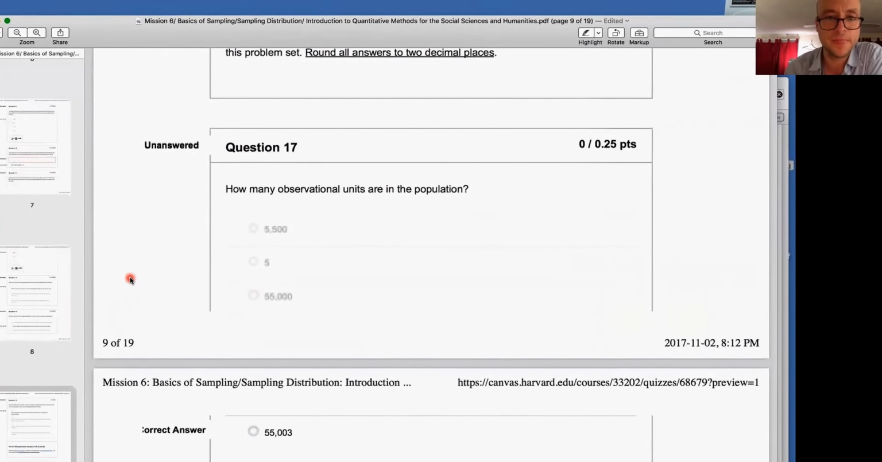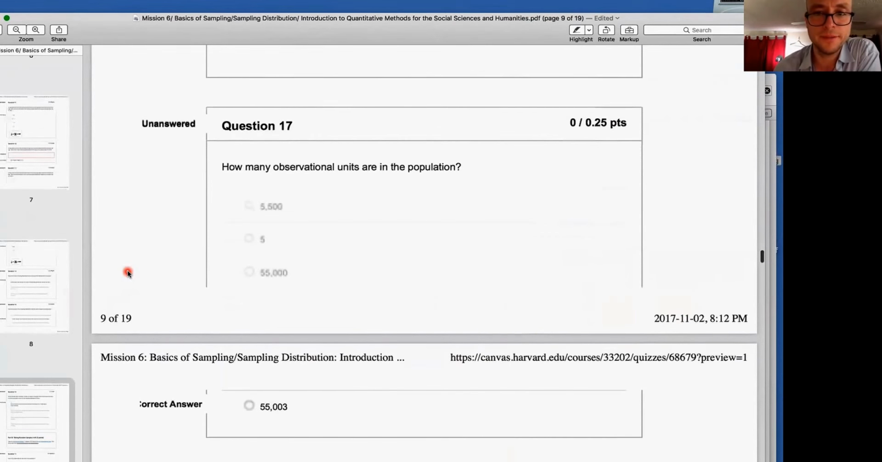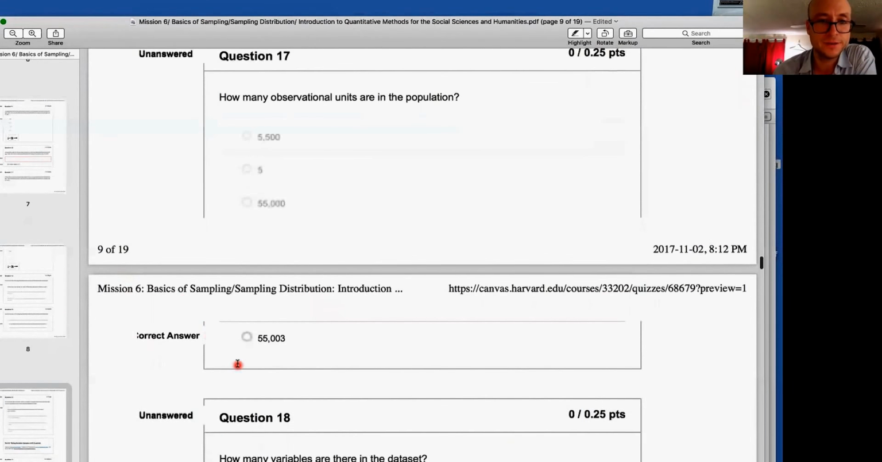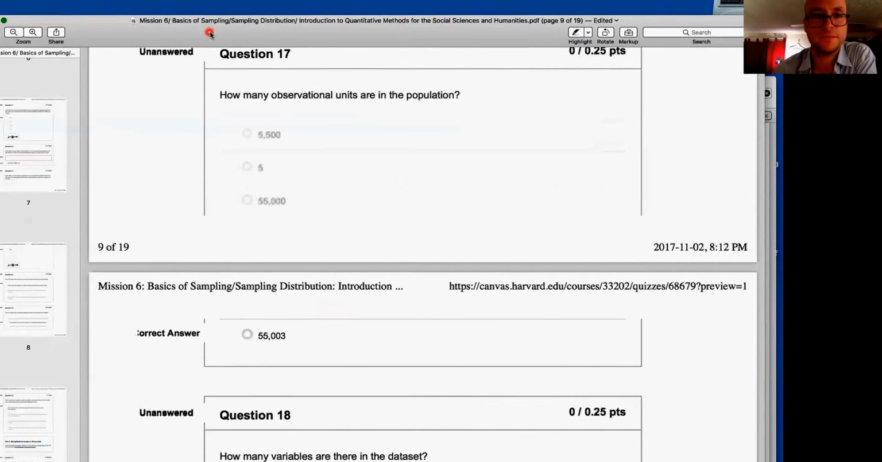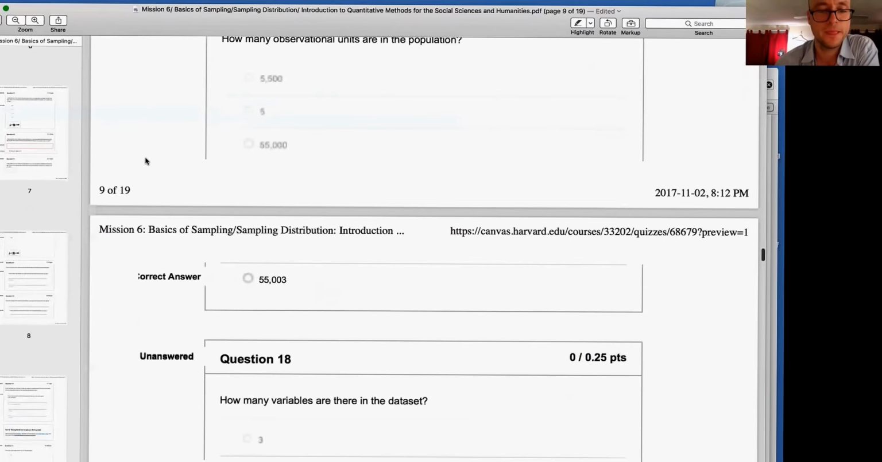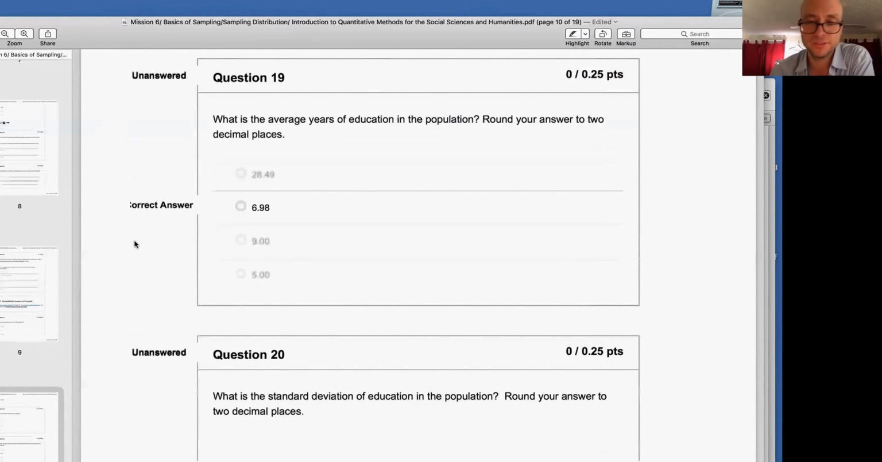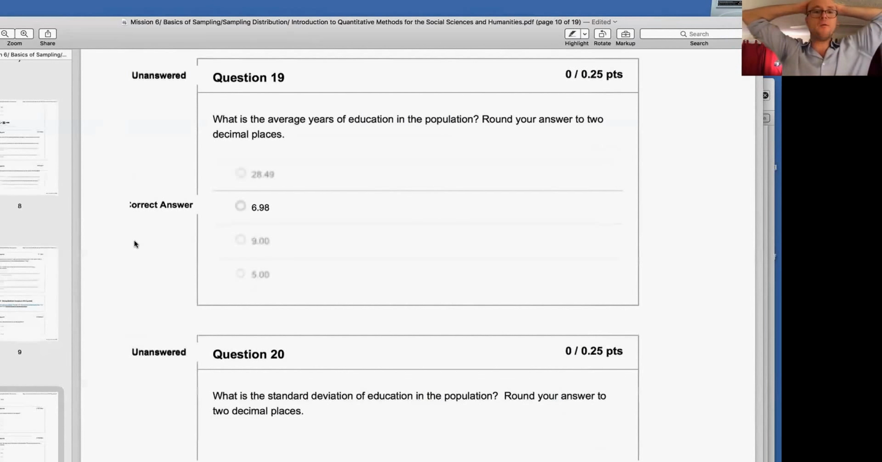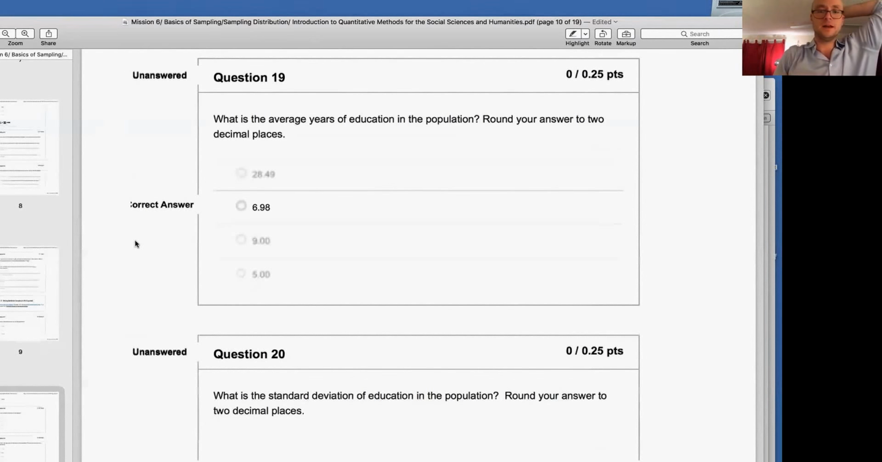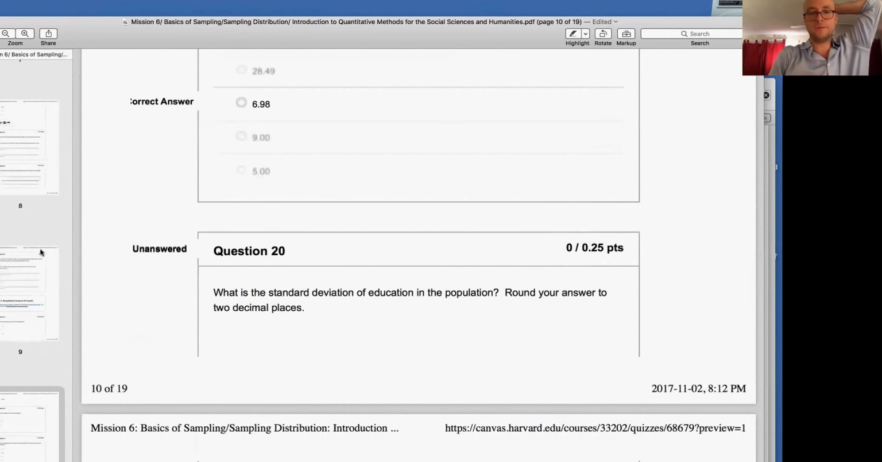Okay, question 17. How many observational units are in the population? The correct answer is simply this here. That's pretty easy, I hope. How many variables are there in the data set? This is just another sort of exploratory question. I've got to get to the mouse again. That should be relatively easy to answer, and this is from the code. What is the average years of education in the population, rounded to decimal places? So some of this is from the code.